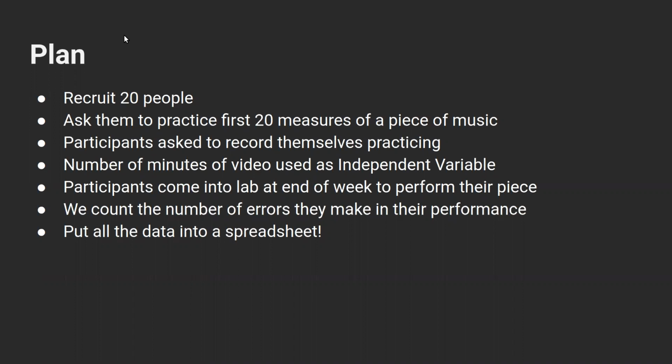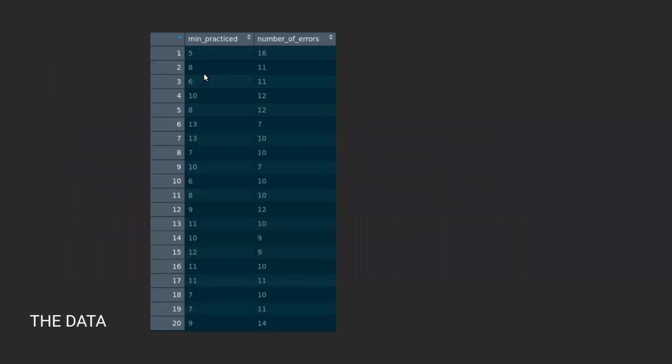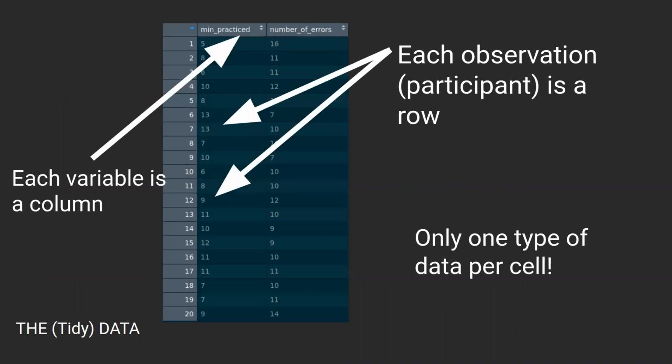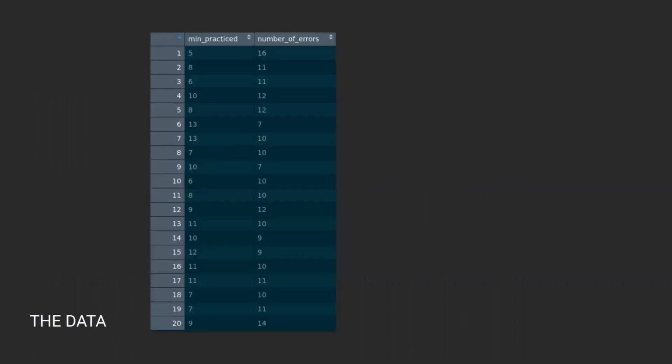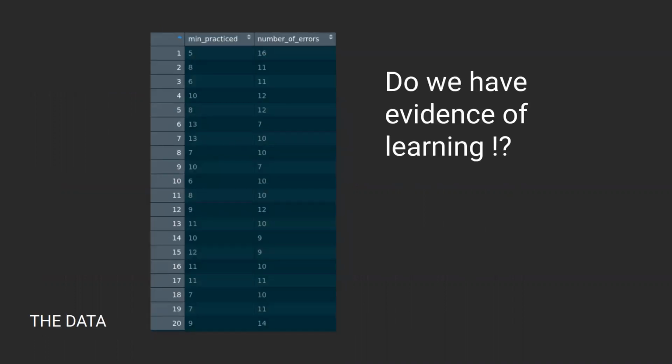Okay, so the participants come into the lab at the end of the week. They perform their piece. We count the number of errors that they make, and we put all the data into a spreadsheet. So the question then becomes, let's look at the data. I've generated some data here, and I'm looking at it in terms of a spreadsheet. The question that we then want to ask is, do we have evidence of learning here?